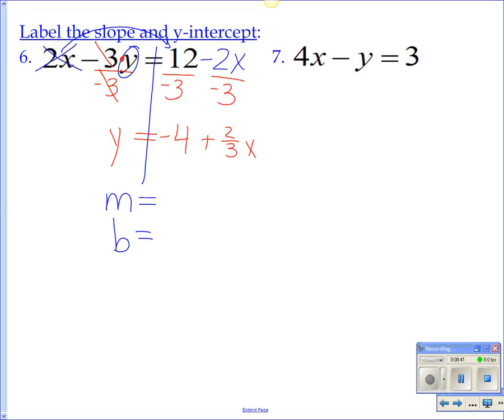I don't know. I have to look at it. Okay, Allison, what do you think m is on this one? Very good. Guys, m is always with your x. It's always with your x. So m is 2/3. M is 2/3. Let's see. Ethan H, what does that mean b is? Very good. B is -4.